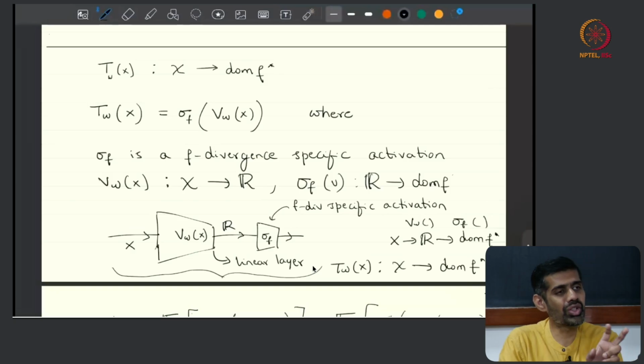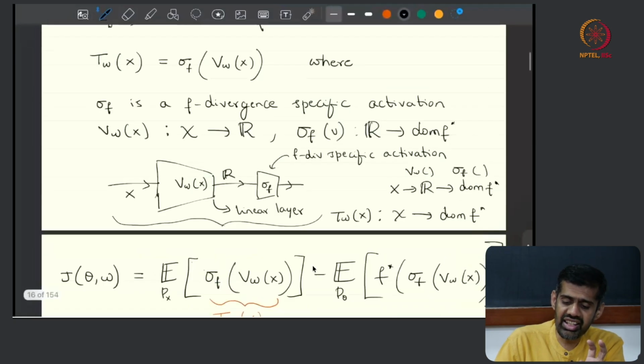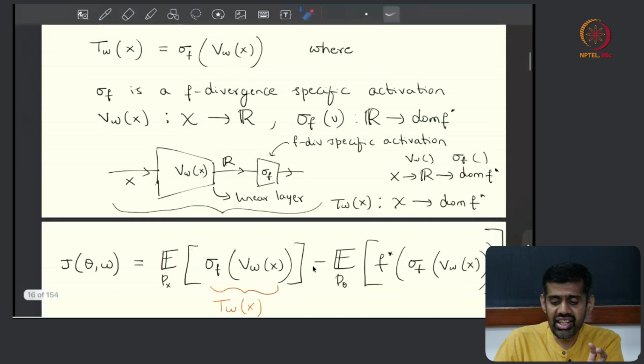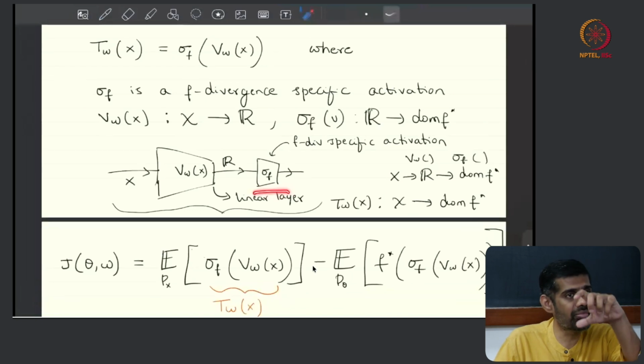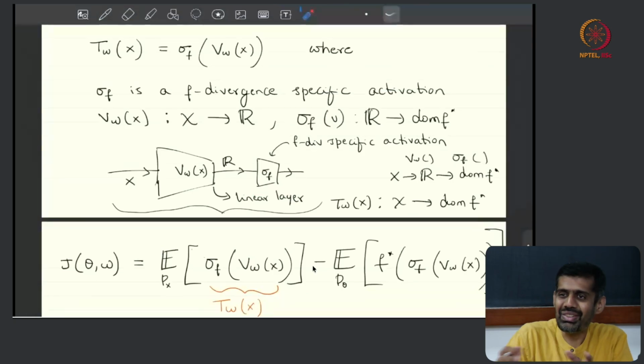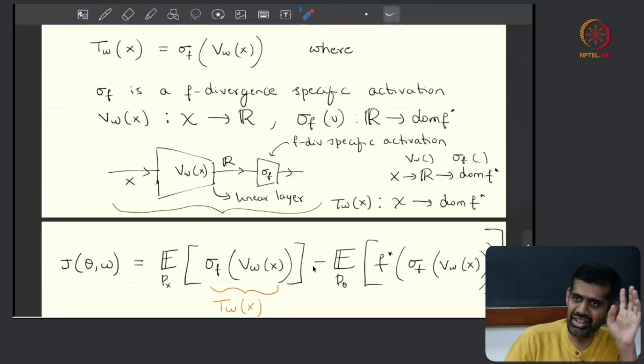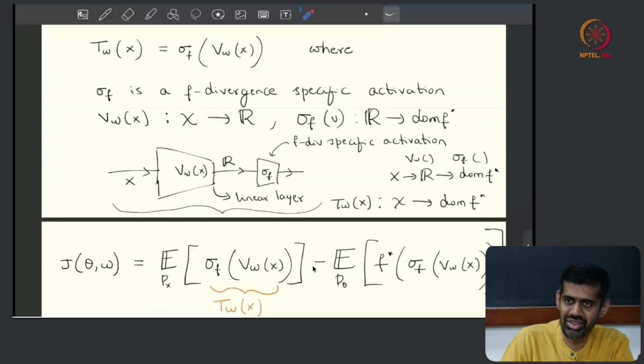So basically you should think of it like this. This T function is a neural network that has a linear layer at the penultimate layer, and the final layer has an activation that will transform R into the domain of f star. That is how you construct it. There is a reason why this sort of composition is done: in the original paper that proposed this f divergence minimization, they tell you what the sigma f is for a given f, so that the Lego block that you can always plug and play is this last layer's activation, so that it respects the domain of f star.